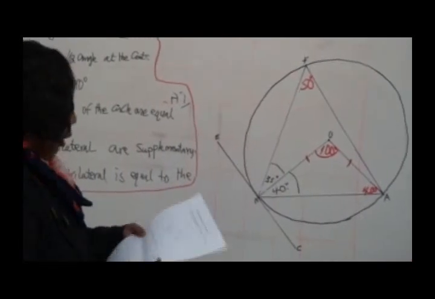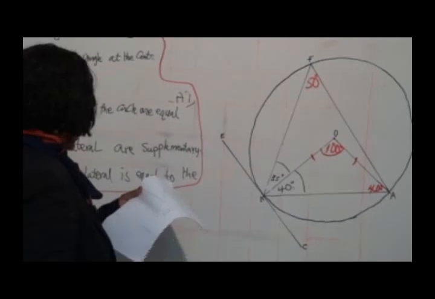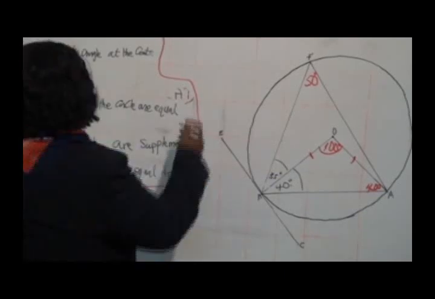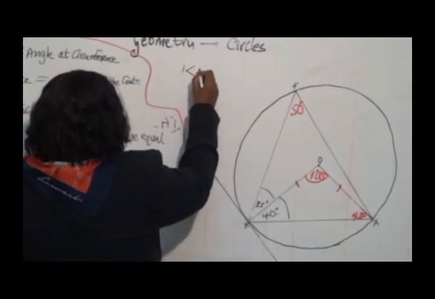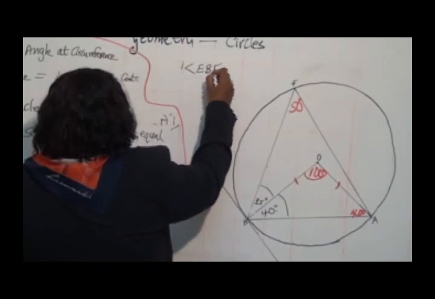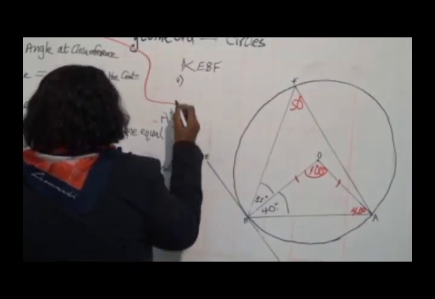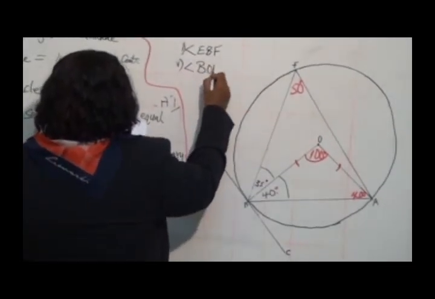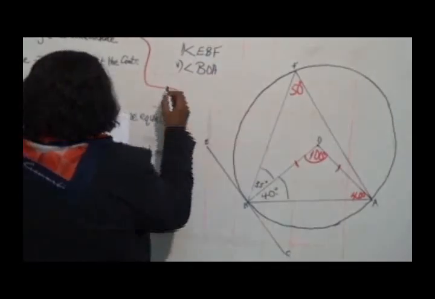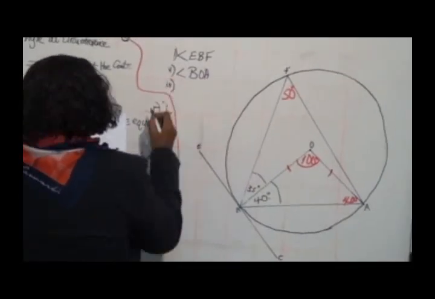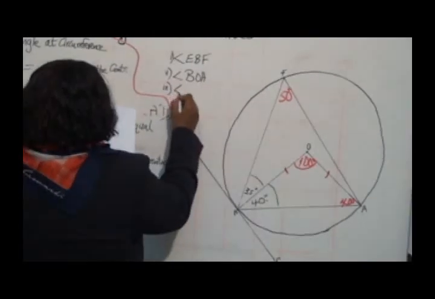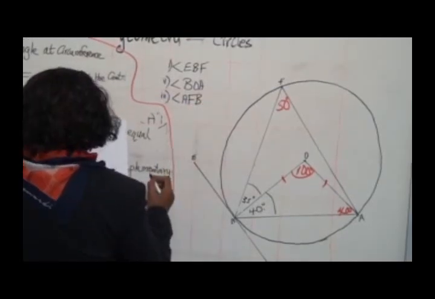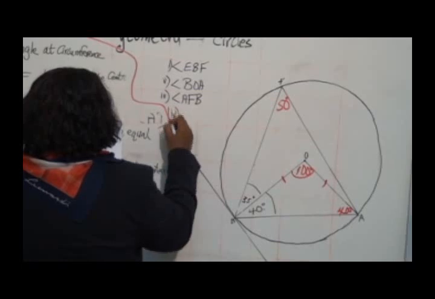Here, what they want us to do: calculate, giving reasons for your answer, the measure of, and the first one is angle EBF. The second one is angle BOA. And the third one is angle AFB. And the fourth one is OAF.